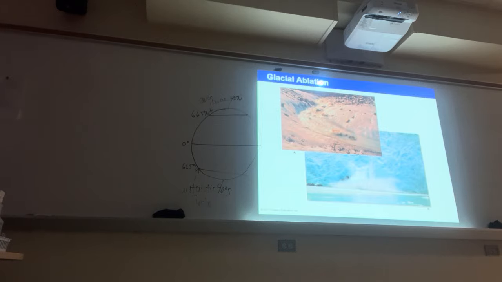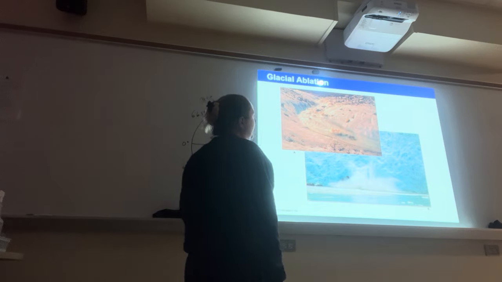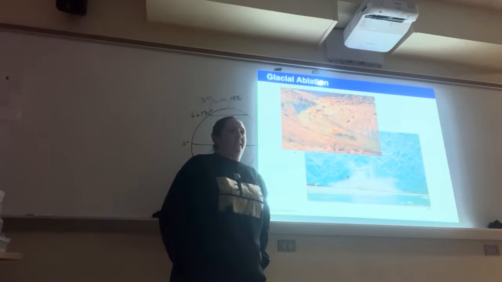This is an example of glacial ablation. So at the top we have meltwater coming off the glacier. It's channelized through one of those crevasses. It's going to be moving very rapidly. It's going to be cold, but it's going to be pretty clean.